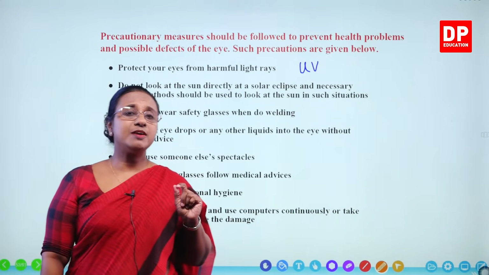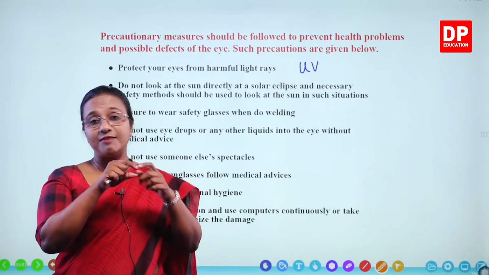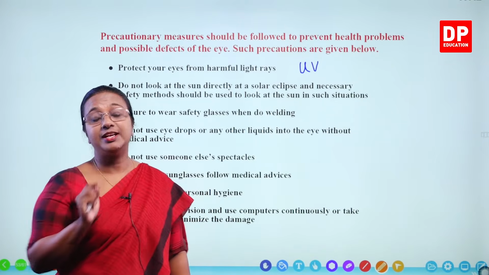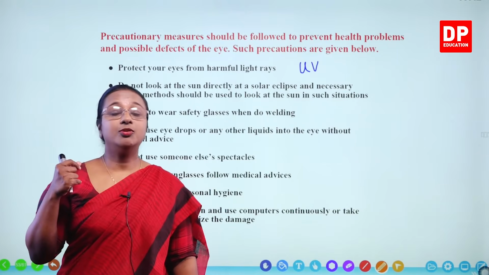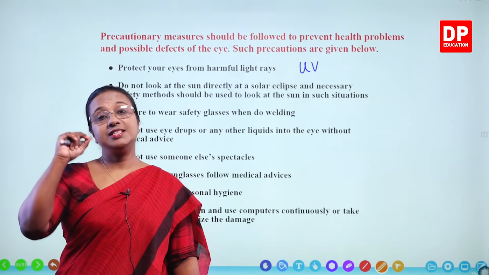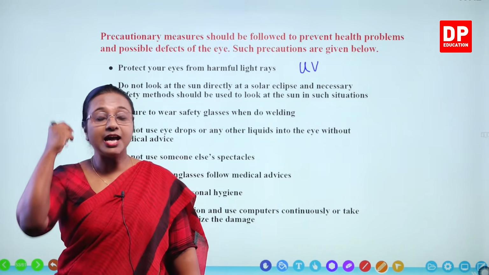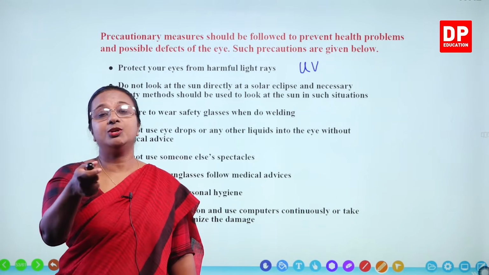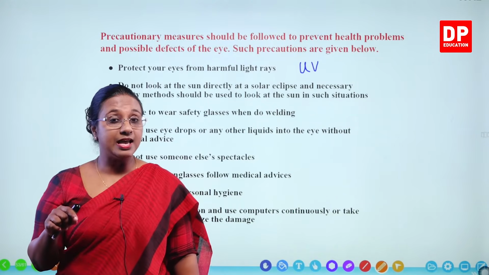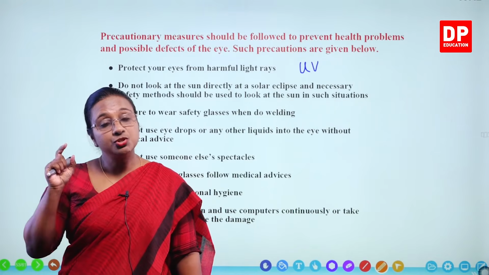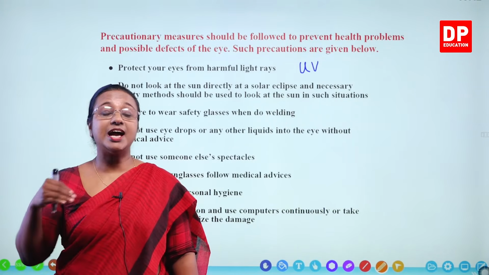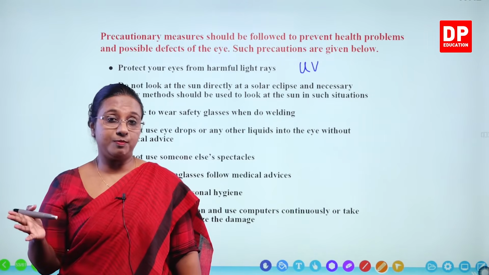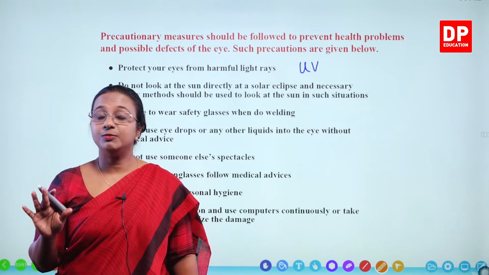Then sometimes you would have seen small children with pointers that are used to point at the maps or diagrams on the wall. When they get hold of a pointer, they like to point it into their own eye or their friend's eye. Although that ray is usually not harmful, if it's directly pointed into the eye, it can cause problems. So there also you have to be careful.